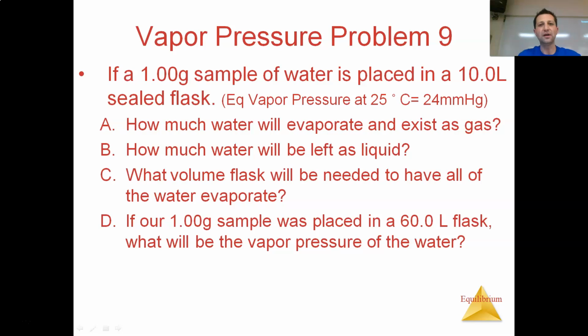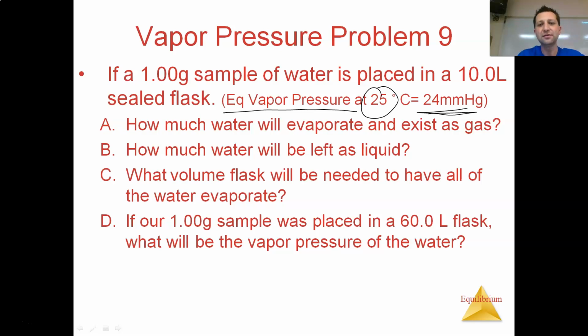Last one, number 9. A 1 gram sample of water is placed in a 10-liter flask. It gives you the equilibrium vapor pressure, 25 Celsius, 24 millimeters of mercury. How much water will evaporate and exist as a gas?